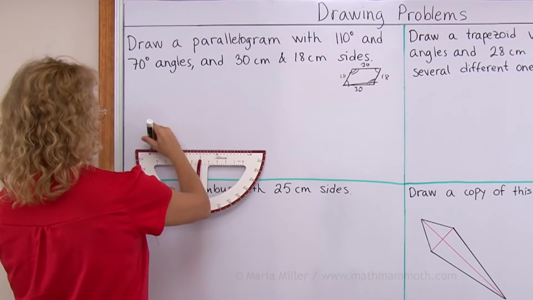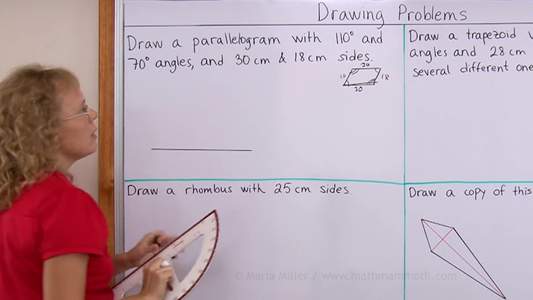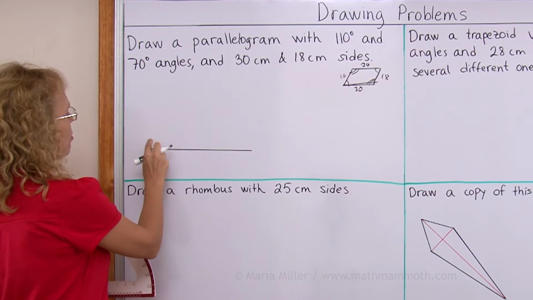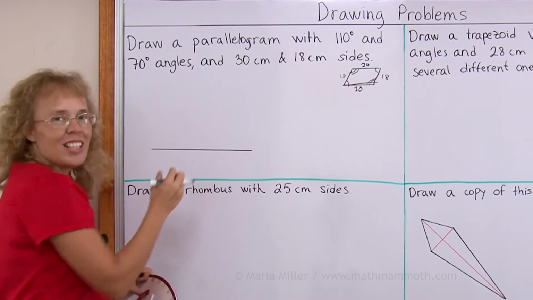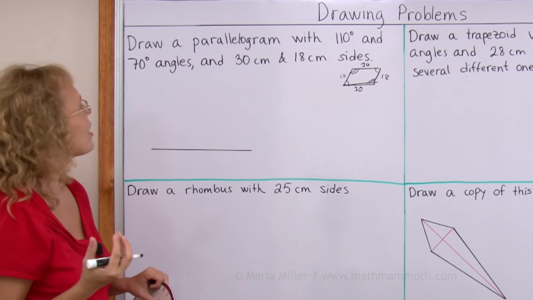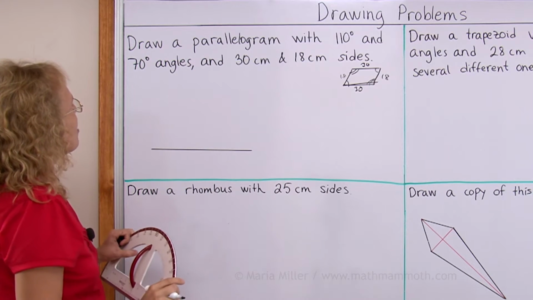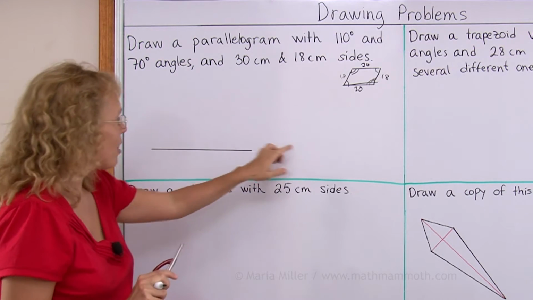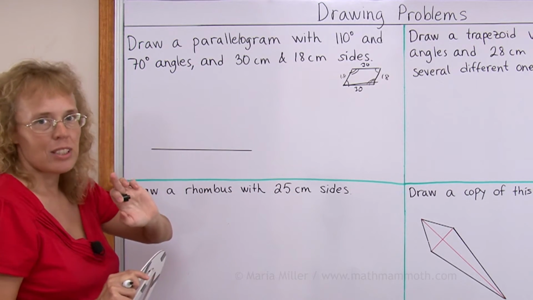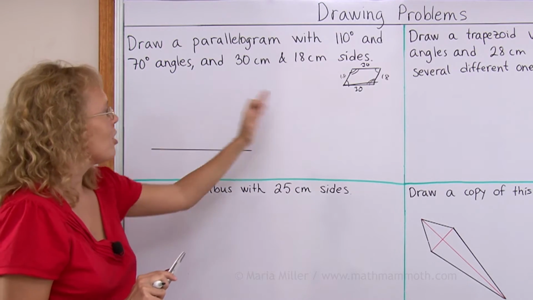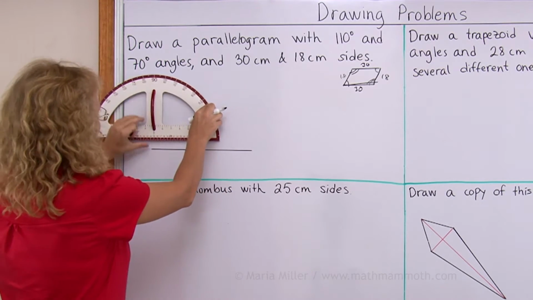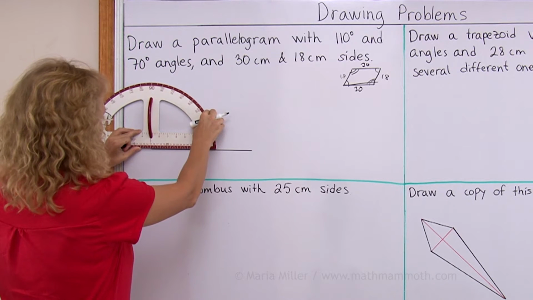So, 30 centimeters, and then measure the angles. Now, okay, would I put the 70 degree angle here or here? That's the one thing that's not specified in this problem. But it turns out that if I put it here, and then if I drew another one, where I put the 70 degree angle in the other corner, it turns out these two will be like mirror images of each other. So let me put the 70 degree angle just here.